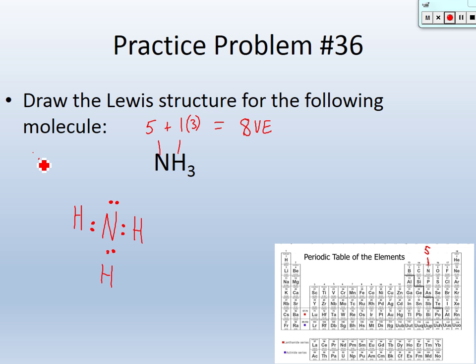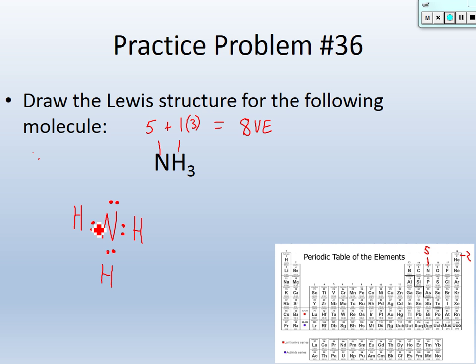Okay. Now let's go to the next rule. It says, remember the octet rule. Let's see if they're obeying the octet rule. How many valence electrons does it feel like hydrogen has? 2. How much does it want? 2. Remember, hydrogen wants to be like helium and have 2 valence electrons. How many does it feel like the nitrogen has? 1, 2, 3, 4, 5, 6, 7, and 8. So is it obeying the octet rule? Sure.